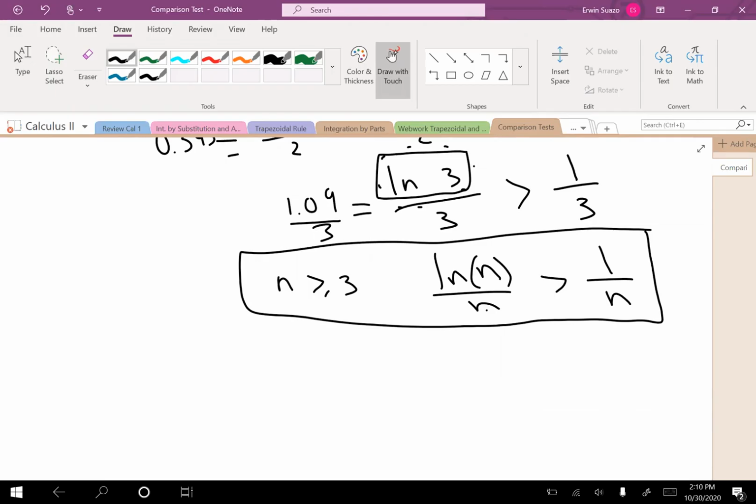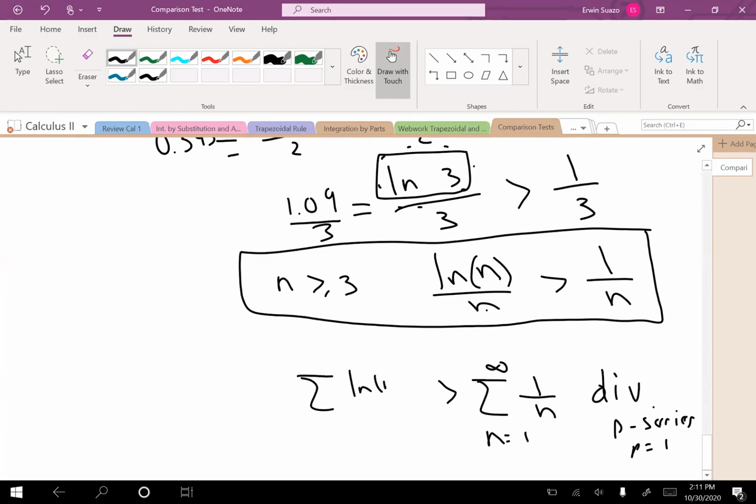So what do we know about the sum of 1 over n, n equals 1 to infinity? Is it convergent or divergent? It is divergent. We'll reprove it by the integral test. It's a p series with p equals 1, which is divergent. But this is smaller than the sum of ln of n divided by n, n equals 1 to infinity.